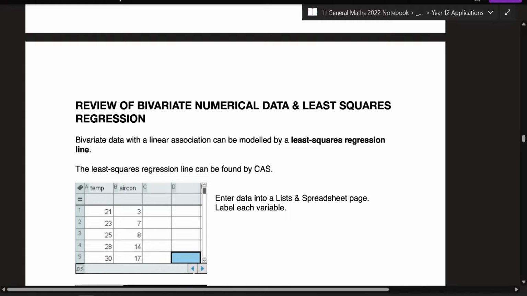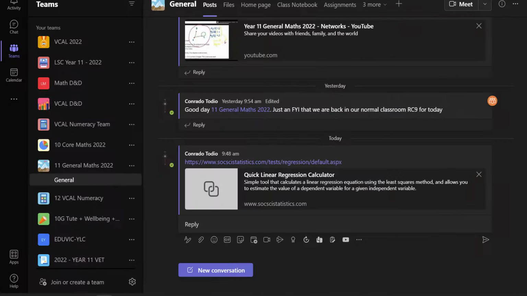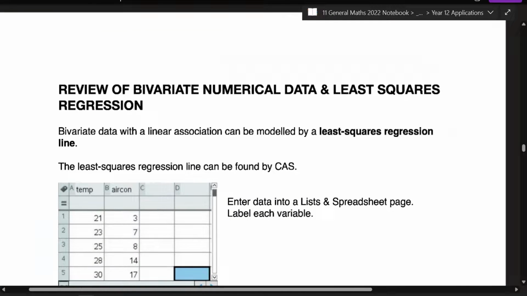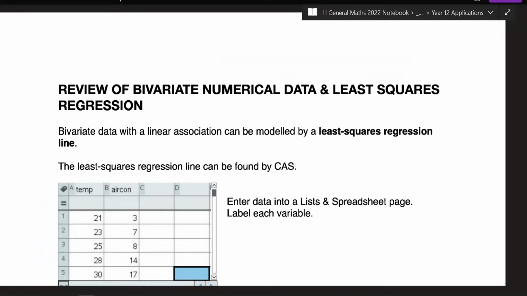It's a lot easier. Otherwise, I also put up a website on our Teams page where you can use this online app to do this part of our notes. But anyway, for now, if you want, just follow along with your calculator, because that's what you're going to be using for your exams. So you do need to remember and revise how to do this.